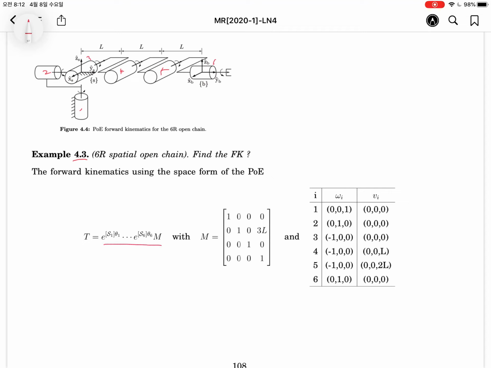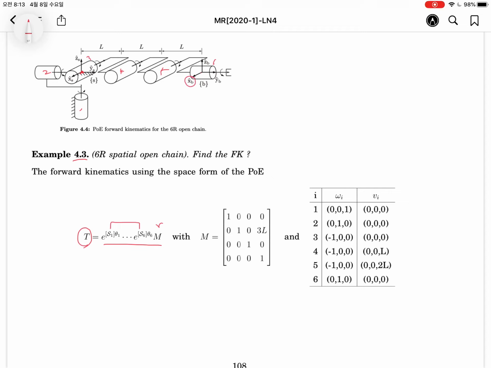The forward kinematics will be written using the space form of the POE. It's very easy. In order to obtain the final transformation matrix, we should know the zero position M and the 6 screw axes. Let's read the zero position transformation from here. This is the fixed frame, the base frame.